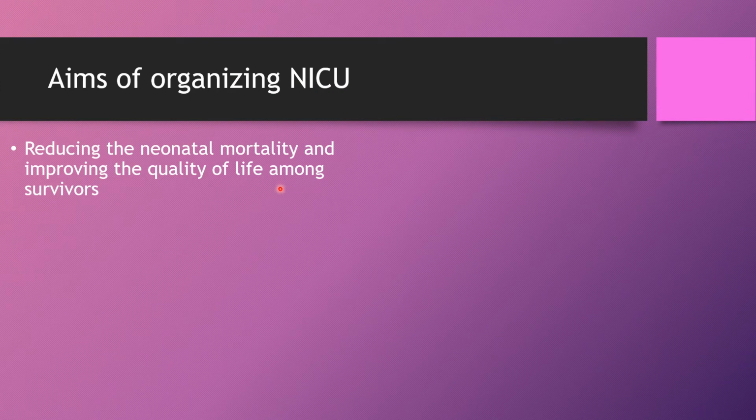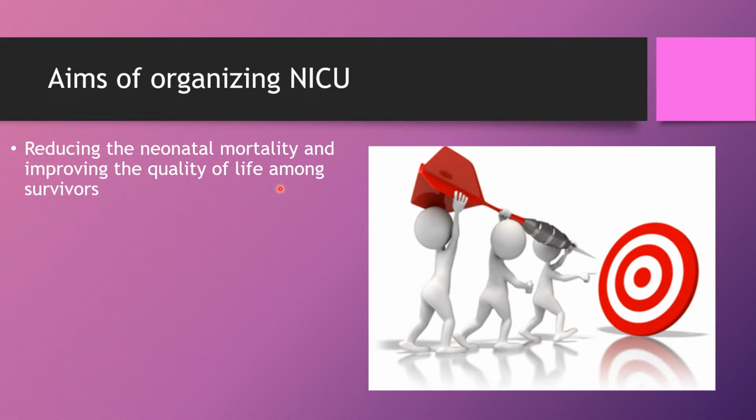So next is the aims of organizing NICU. The main aim is to reduce the mortality and morbidity of the neonate. Mortality and morbidity you all know very well. Mortality means death rate. Morbidity means disease rate. The aim is reducing neonatal mortality and improving the quality of life among the survivors. Next, please.